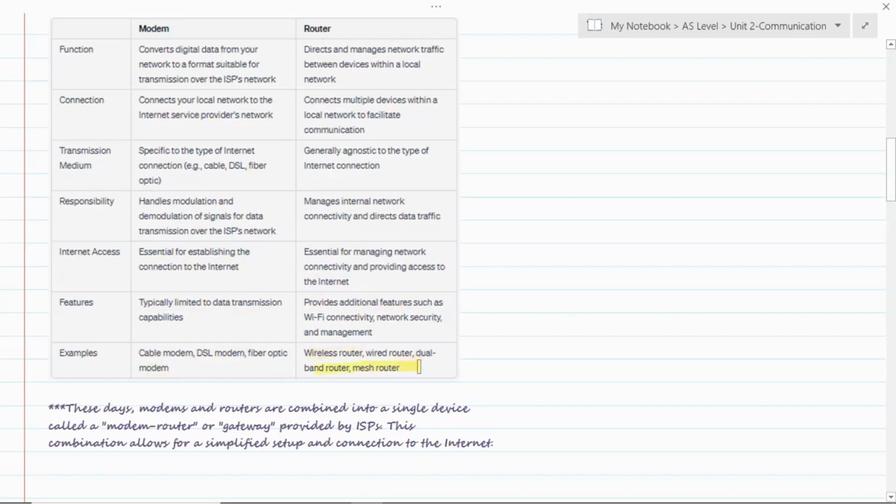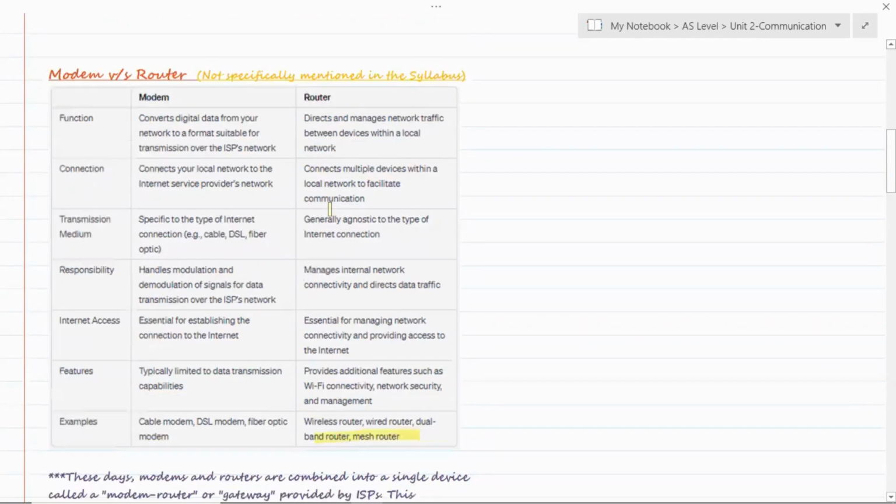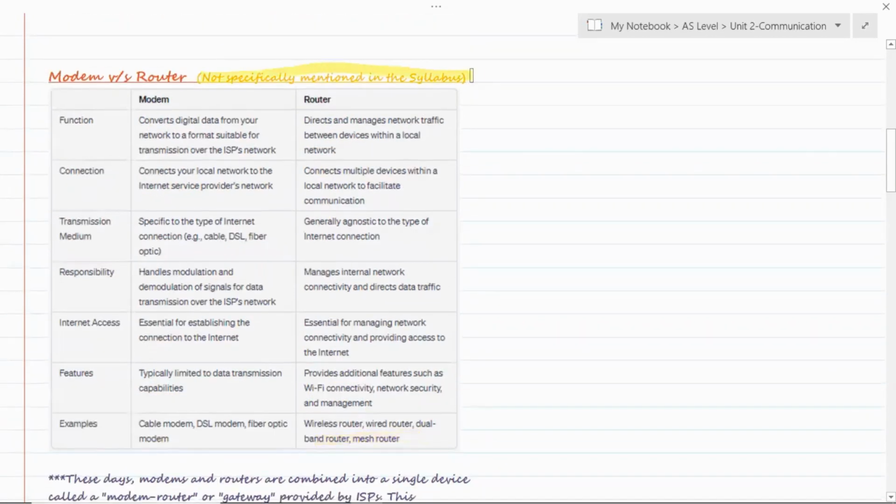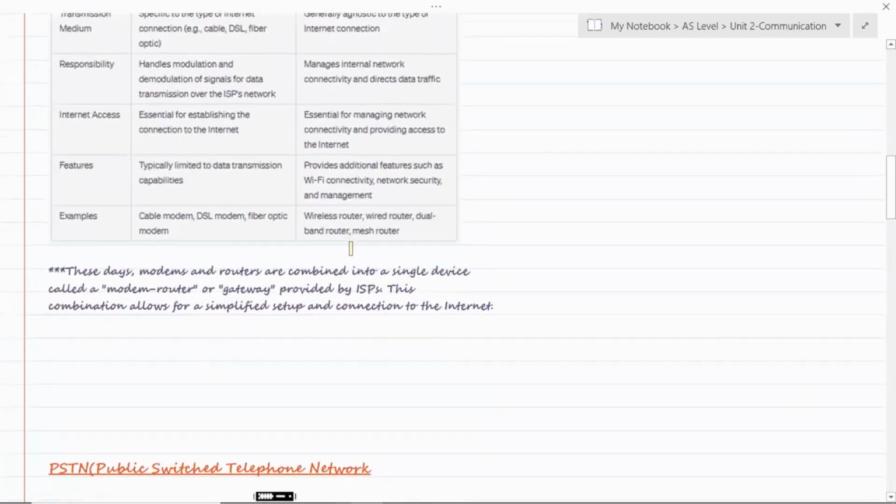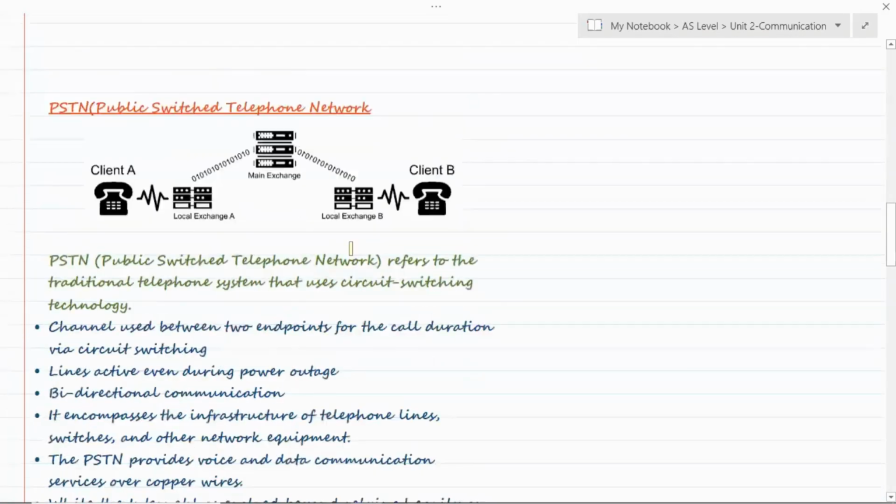So these are basic differences. However, this topic is not specifically mentioned in your syllabus. This is just for your understanding, right? You can skip it if you don't want to go through the details. Right. Now, next is PSTN.